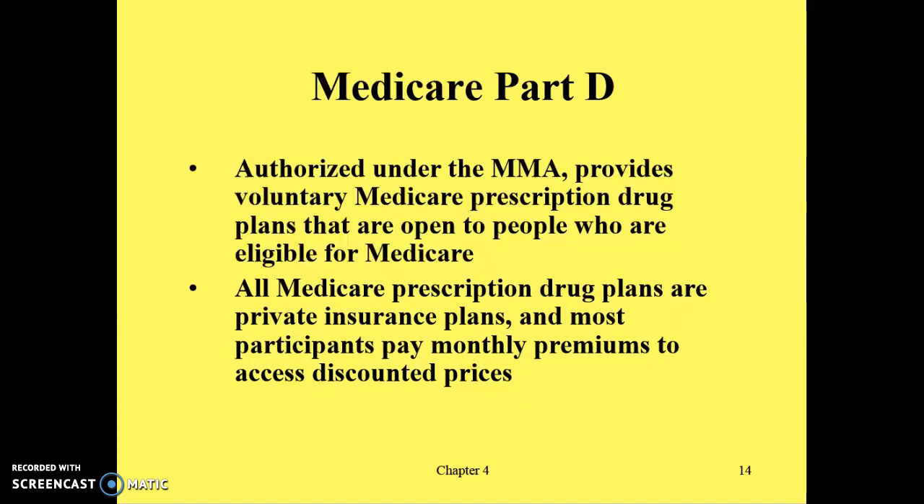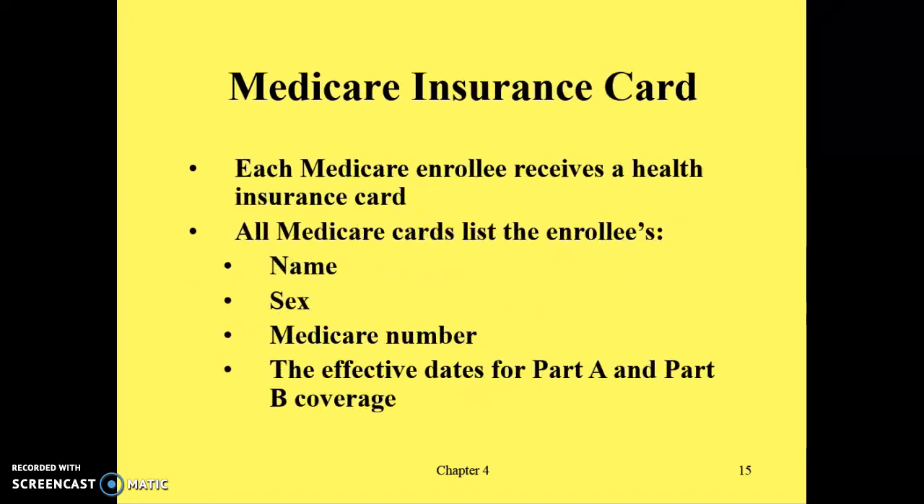Now we're going to go on and look at what the Medicare insurance card looks like. It's going to typically include the enrollee's name, their sex, their Medicare number, and their effective dates for these different types of coverage. So it's very important that you pay attention to those, because whether or not they are eligible is going to make a difference on whether or not they're able to get benefits, obviously.